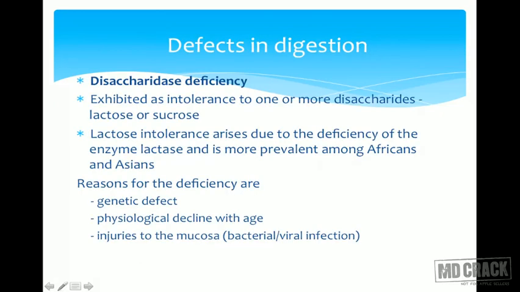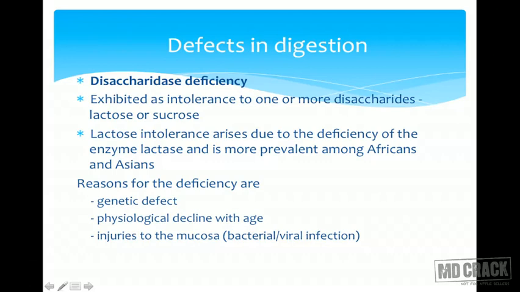Now I'll just talk to you about certain defects in digestion. So, disaccharidase deficiency. This is exhibited as intolerance to one or more disaccharides. Which are the disaccharides? Could be lactose or sucrose. Any of this intolerance could be there. Lactose intolerance arises due to deficiency of the enzyme lactase. And this is more prevalent among Africans and Asians.